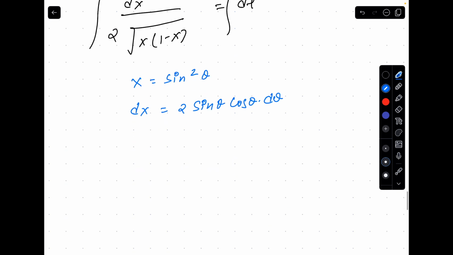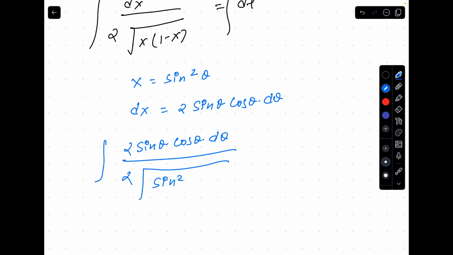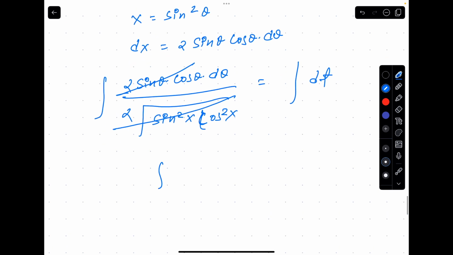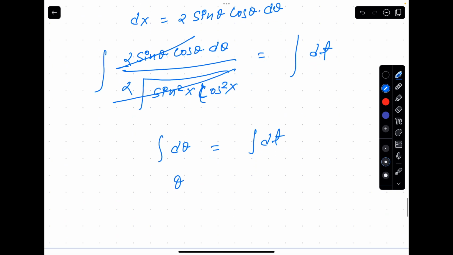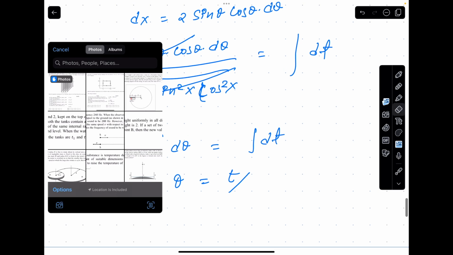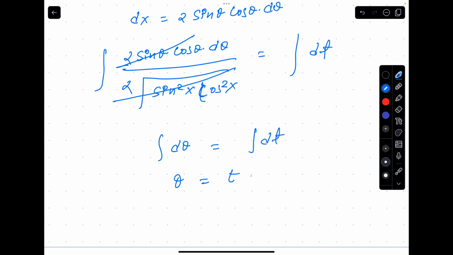So let us place the value of dx. dx is 2 sine theta cos theta d theta divided by 2 root of sine square theta and 1 minus sine square theta, which is of course cos square theta, equals dt. Alright. So what do you think? Will it be cancelled out? Yes. So this is the integration of d theta equals the integration of dt. So basically theta equals t plus c. We are getting this: theta is t plus c.